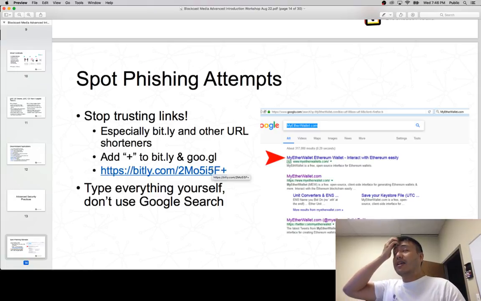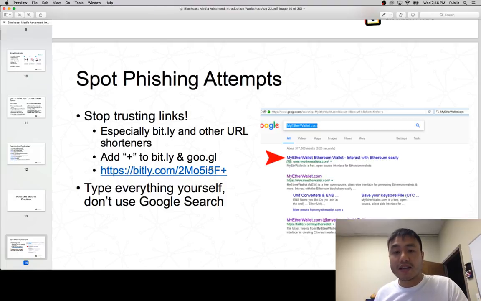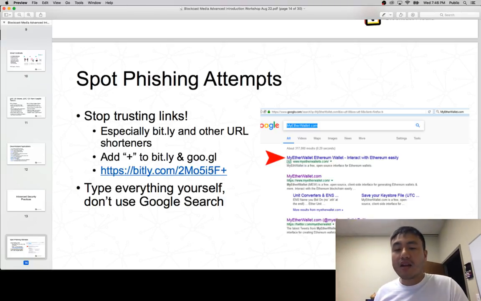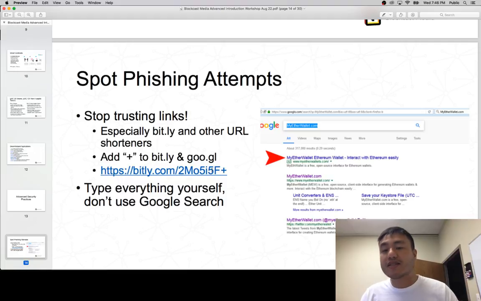So the best advice that we can give is basically stop trusting links, especially those link shorteners like bit.ly and any of those ones that make long website addresses smaller. Stop trusting that in general. Always try to type everything yourself. You know what the MyCrypto or the MyEtherWallet website is. Just type in mycrypto.com, myetherwallet.com. Don't trust a Google search engine to do it for you.